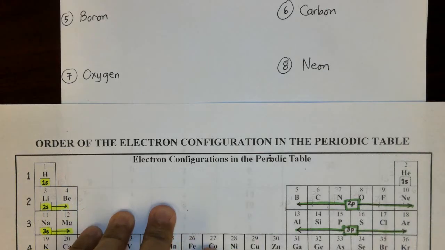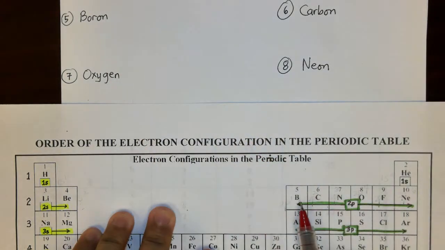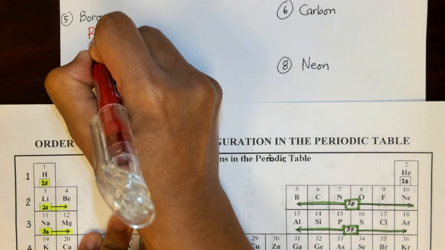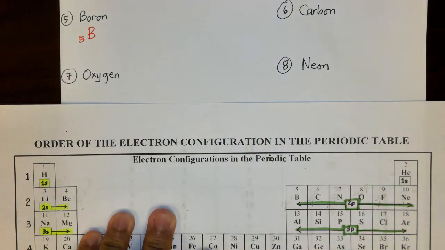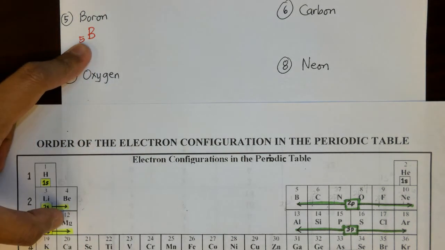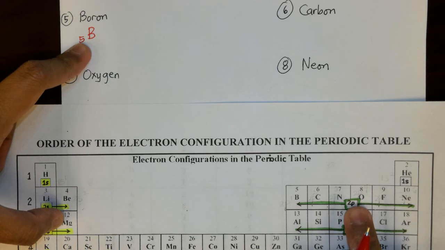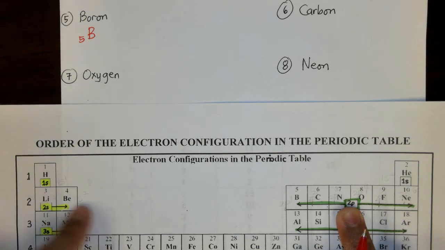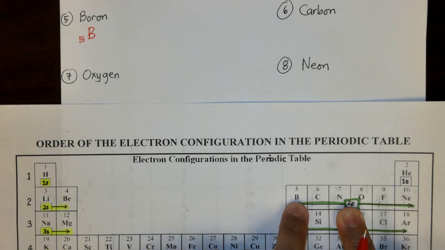Let's go to boron this time. Boron is here. Look at where my red pen is pointing. Boron has an atomic number of 5, so that's a B with atomic number of 5. I have to account for all 5 electrons. Boron is in the 2p level. However, we know from the Aufbau principle that we cannot skip. And so we have to begin from the first floor all the way to where your element is.